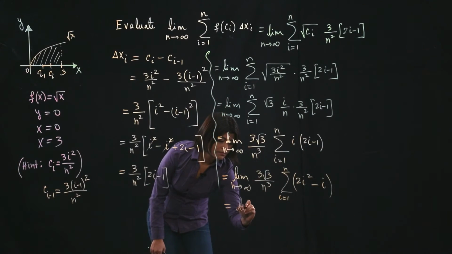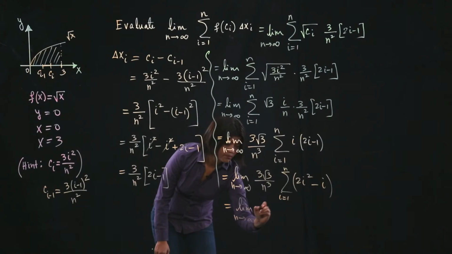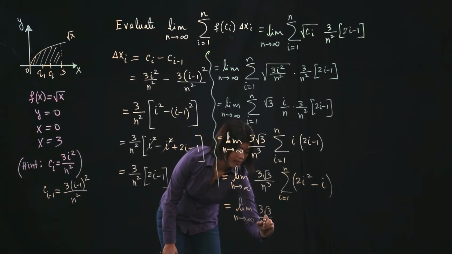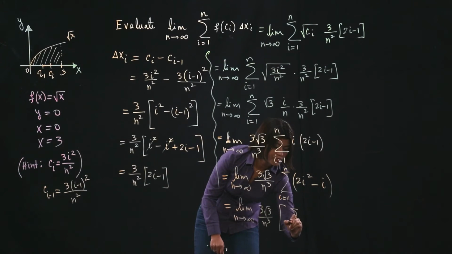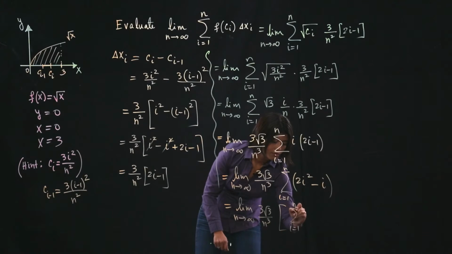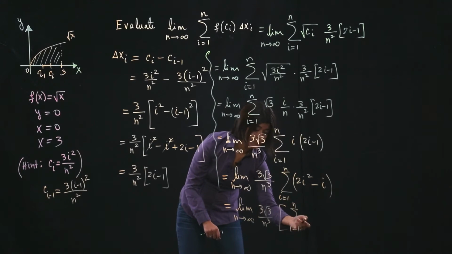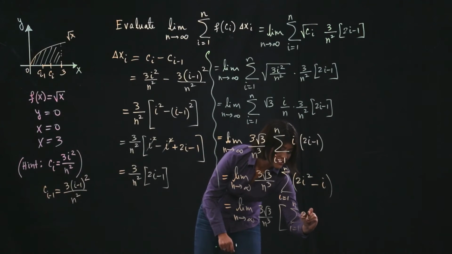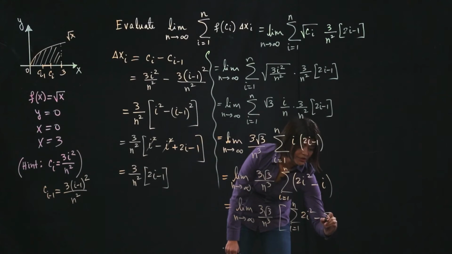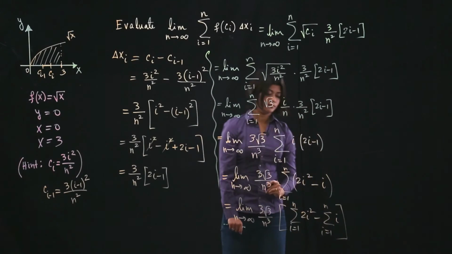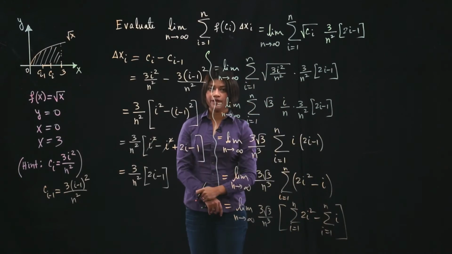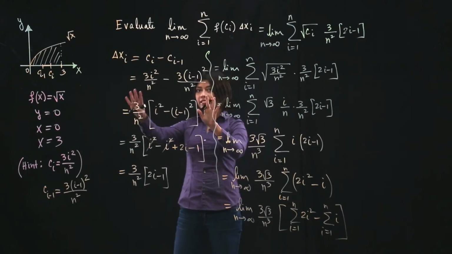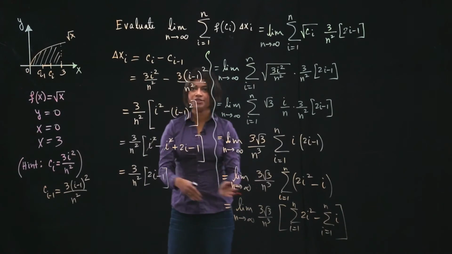So I will break this sum into two summations. One is the summation of i equals 1 to n of 2 times i squared, minus the summation i equals 1 to n of i. All right, so now we have to write down the formulas and then we have to evaluate the limit. So let me erase this portion of the board and we'll continue the problem here.